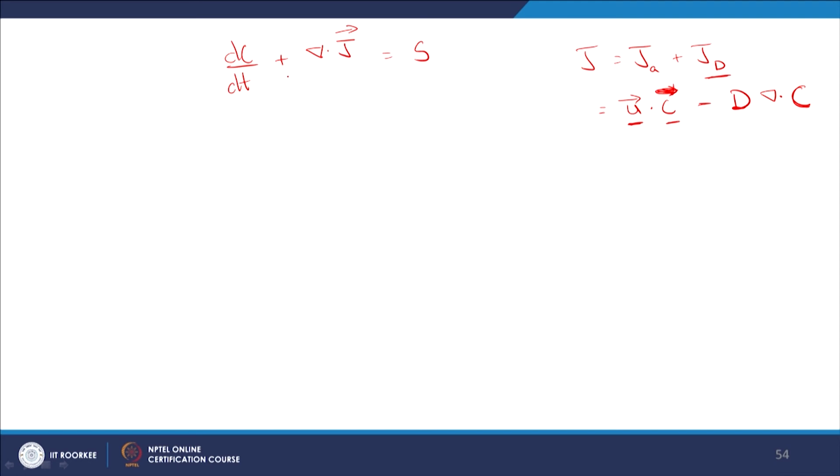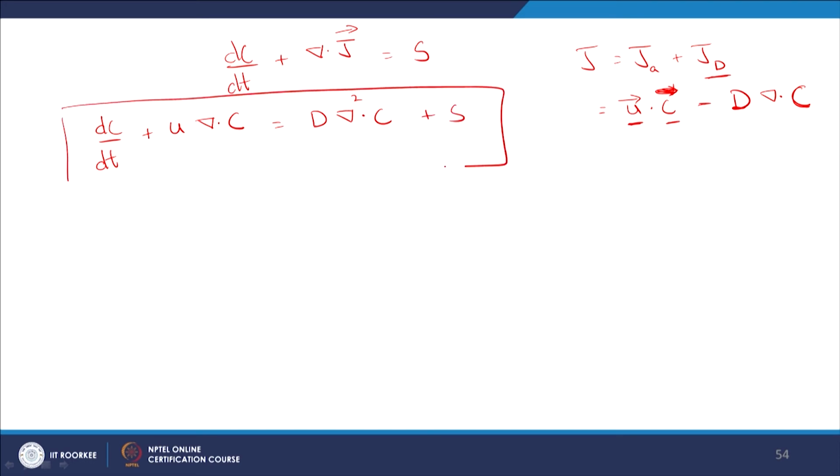So again the del product here, if we put that in dC by dt and plug that in, I guess, plus del, assuming that the velocity is constant or does not change with dimension, let us say. So del dot C is equal to D del square C plus sources or sinks. So this is your final equation here.